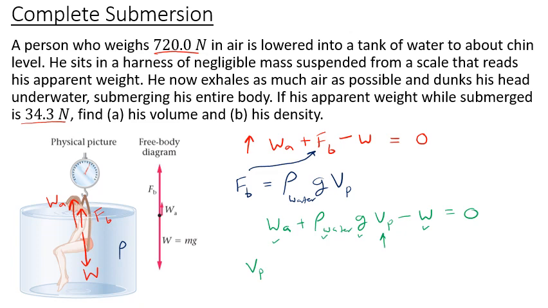So I will rewrite this expression to get the volume of the person by taking it to one side: the weight minus apparent weight, divided by rho water multiplied by gravitational acceleration constant. Okay, now we can substitute the values to calculate the Vp value. Since I don't have space here, I will move to the next slide.